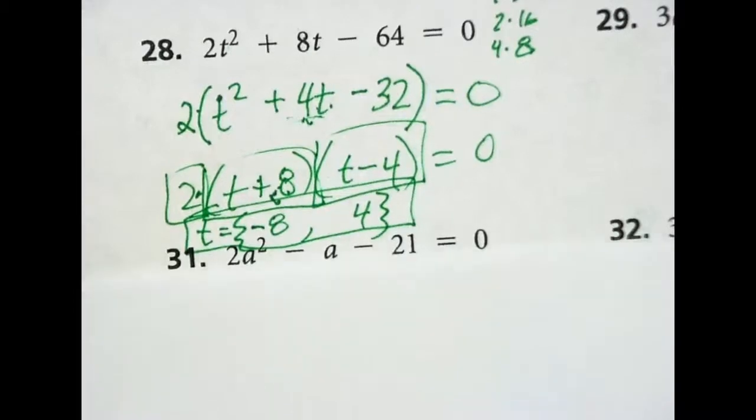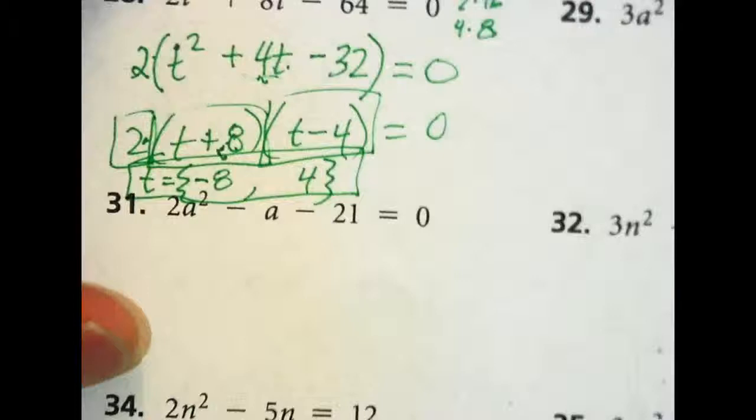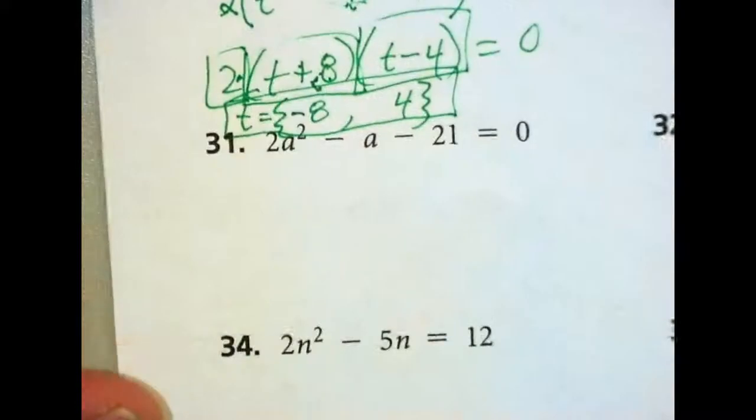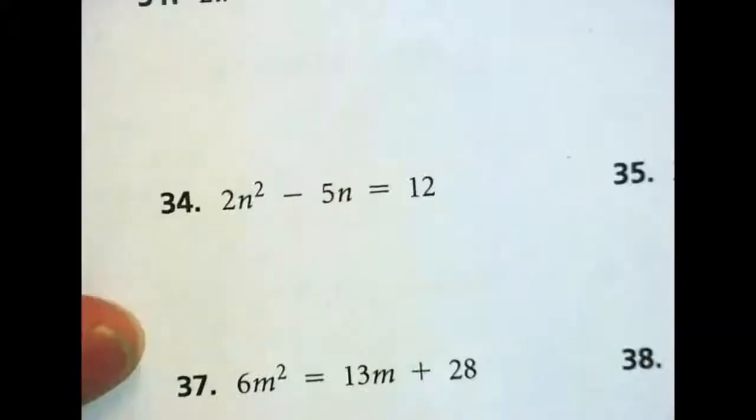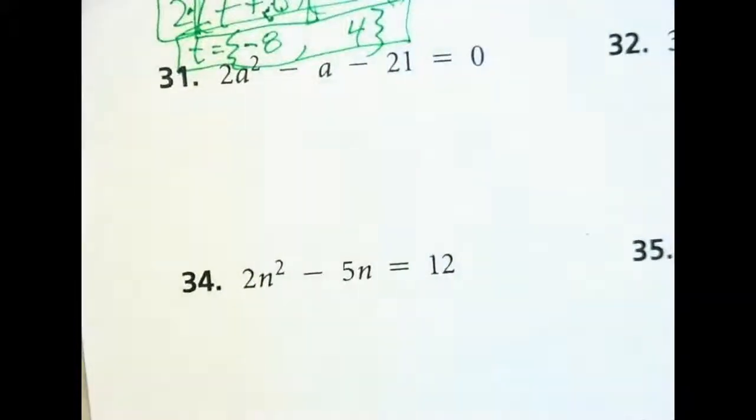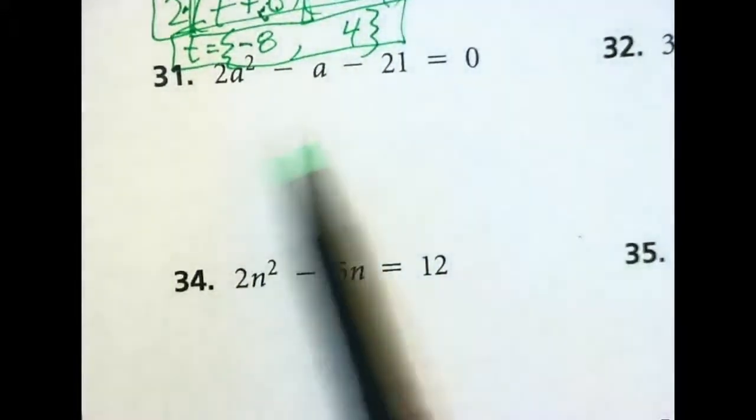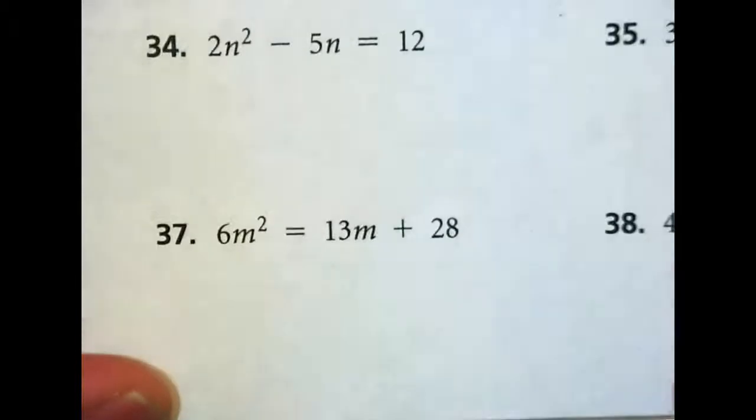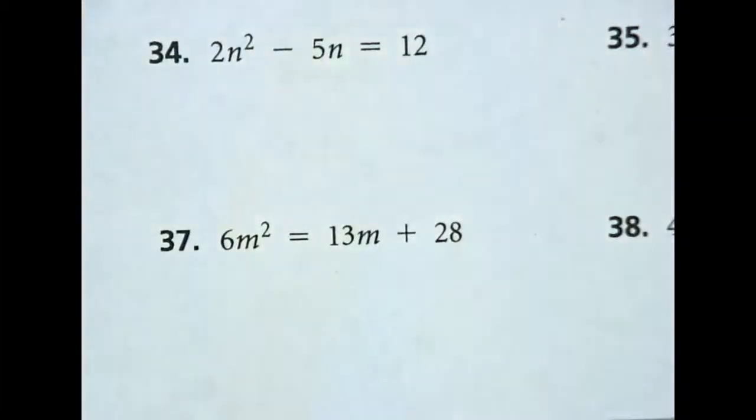All right. Your assignment is to finish the page. Now you have some tougher ones at the bottom here. You're going to have to do A times C. You're going to have to do some different type of factoring. I'd like to try number 34 together before we're done here. So actually, why don't we jump to 34 right now? You guys give that one a go.